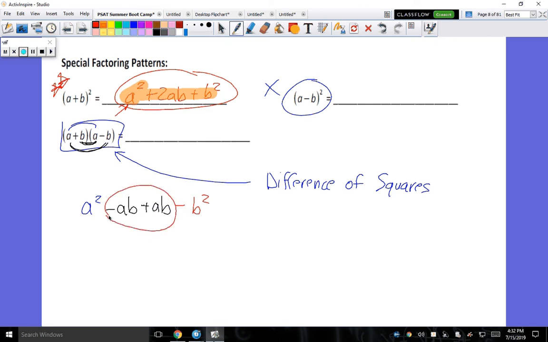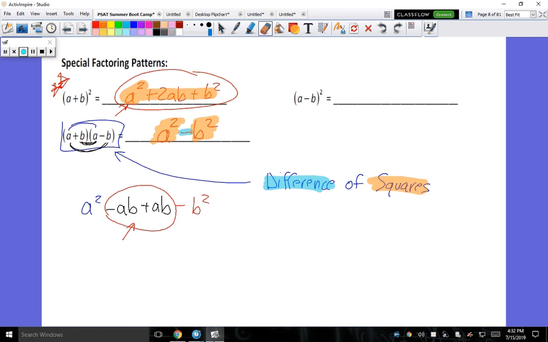Guys, in math, we will cancel to 1 when we're multiplying or dividing. If we're adding or subtracting, what do we cancel to? 0. So what's left, watch, is a difference of squares. This is not a difference of squares.